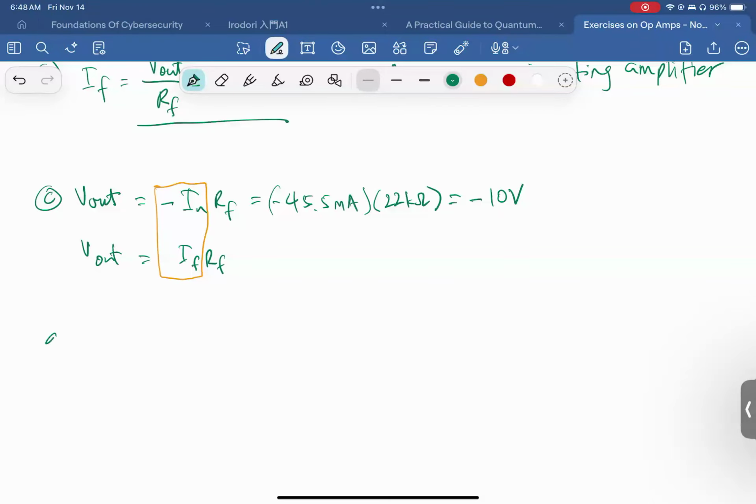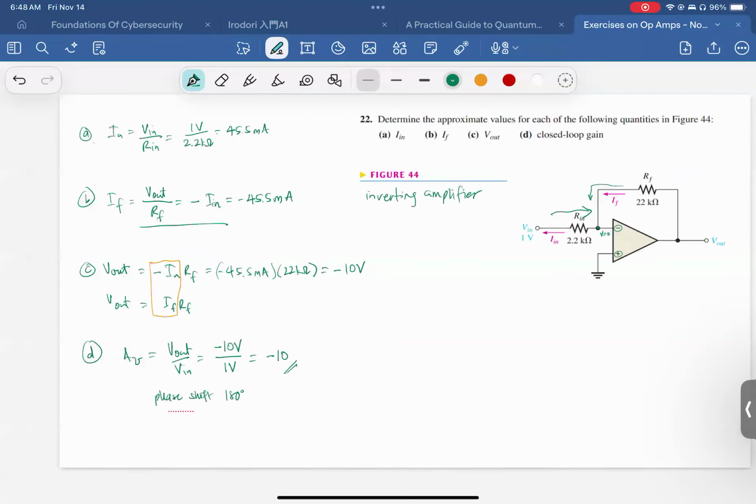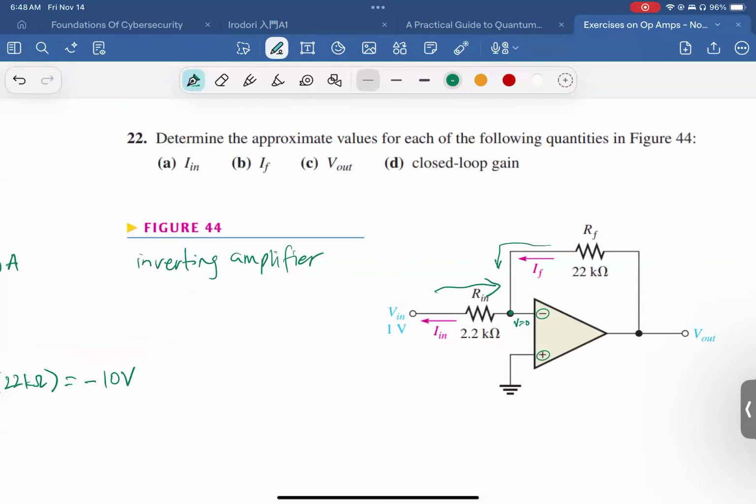So which means na yung closed loop gain, for letter D, is equal to V out over V in. At ito ay negative 10 volts. Tapos ito naman ay positive 1 volt. So ang closed loop gain is negative 10. So merong phase shift na 180 degrees as expected kasi itong circuit na to is an inverting amplifier.